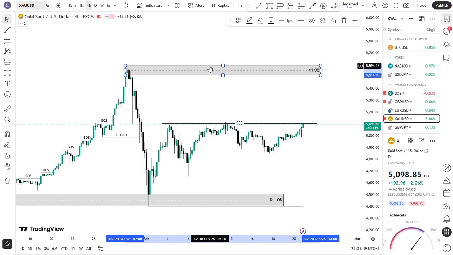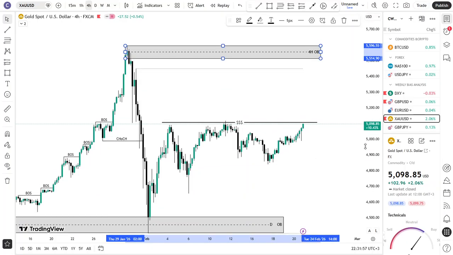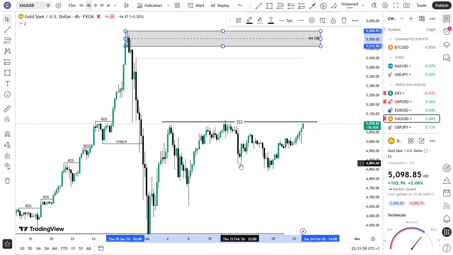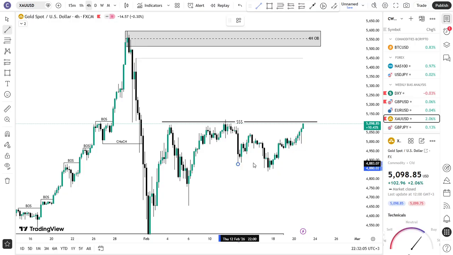This is 55.94. We have to wait and see what will happen to this zone. But at the moment, last week my bias was bearish, and the reason why my bias was bearish is because of this break of structure that happened around here.